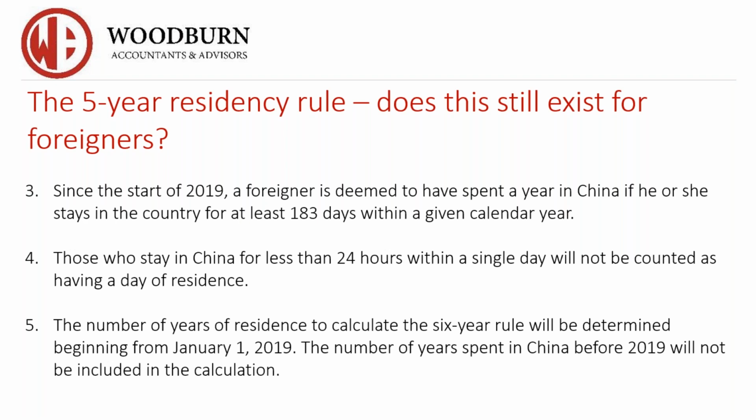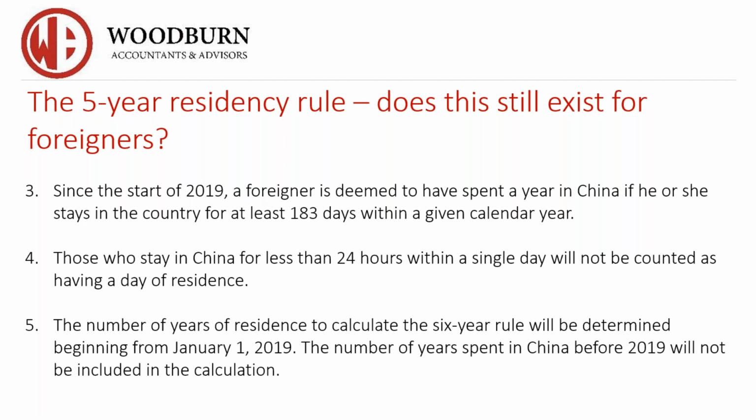Since the start of 2019, a foreigner is deemed to have spent a year in China if he or she stays in the country for at least 183 days within a given calendar year. Those who stay in China for less than 24 hours within a single day will not be counted as having a day of residence, meaning if they arrive in the morning and leave in the evening, then they're fine.